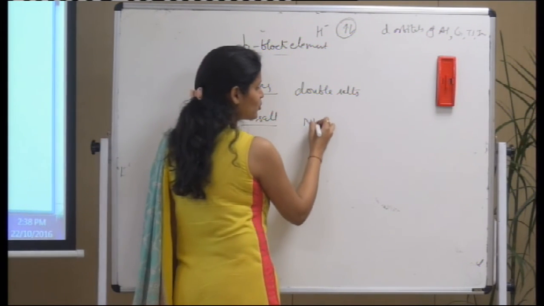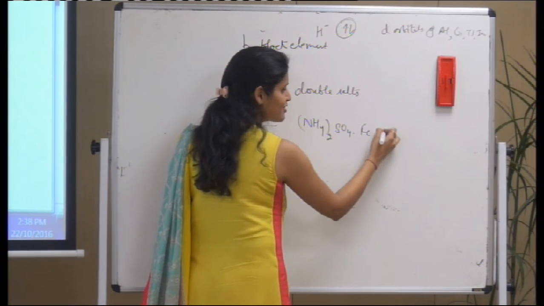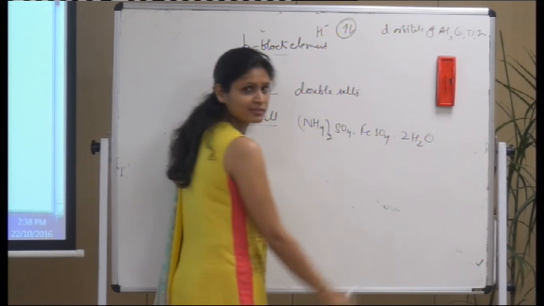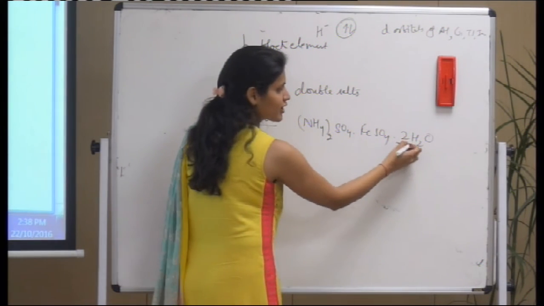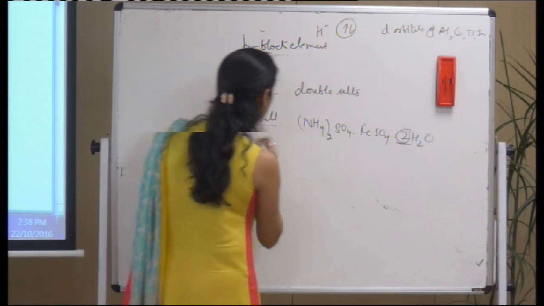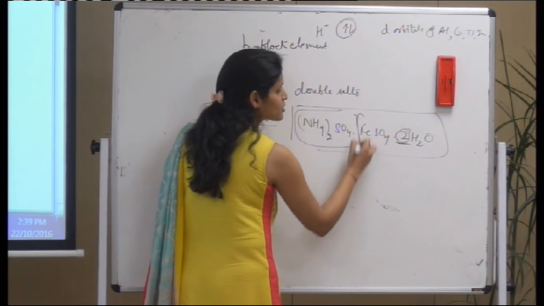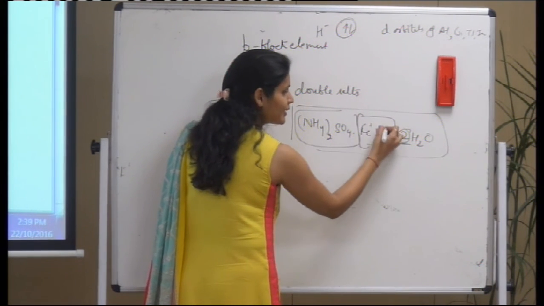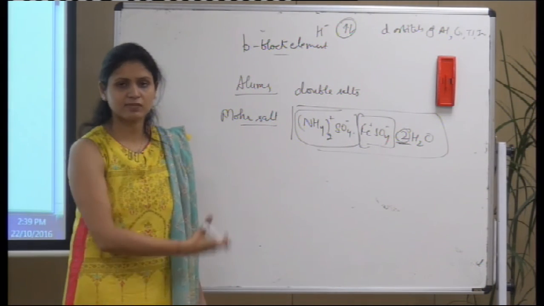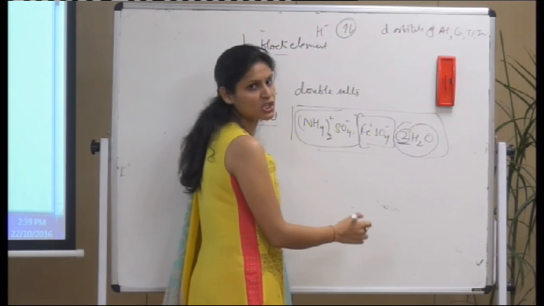Something like ammonium sulfate, then ferrous sulfate, right? Then 2H2O. These water of hydration are correct too. Okay, I'm not sure about this too. Okay, this is the more salt. This is called double salt, when the cation and anion are different in the same salt. This is why it is called double salt. These are called water of hydration.